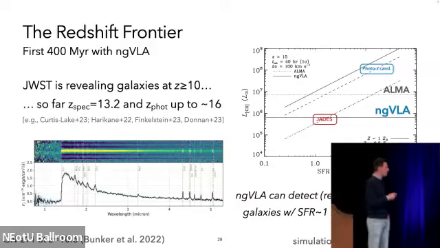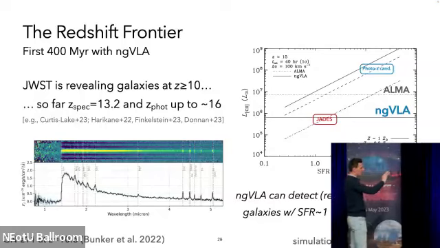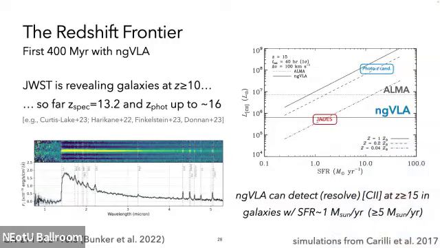And this is again some simulation work done by Chris Carilli, which you can see here on the right, where I'm highlighting the sensitivity of the ALMA and the NGVLA. For the metallicities and star formation properties that these galaxies are now constrained to have, the NGVLA will actually have sufficient sensitivity to detect them. So if these kinds of galaxies are out there beyond redshift 15, we'll get them with the NGVLA.